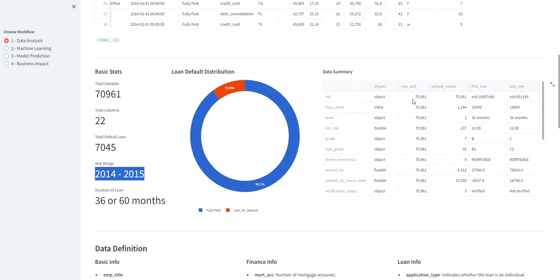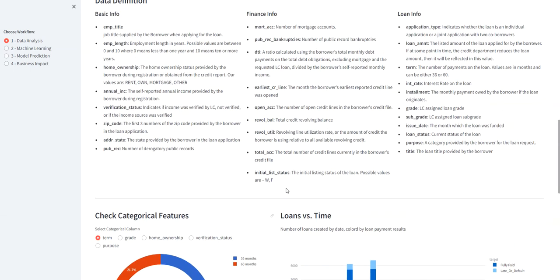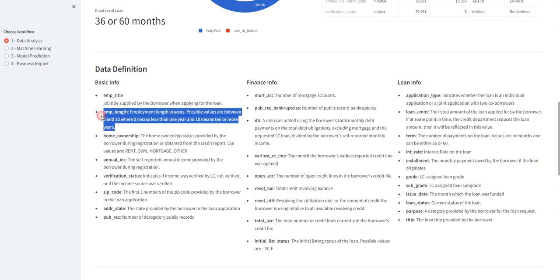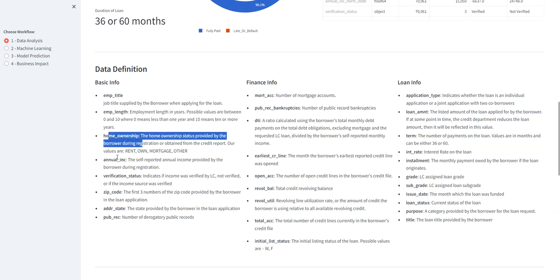You have how many null values you have, and how many unique values, which is the cardinality of the data, and you have the first row and last row. So data definition, as I mentioned, you have basic info about this loan applicant, such as his employment length, how long he or she has worked, the home ownership of this person, the annual income of this person, and zip code, address, and public record.